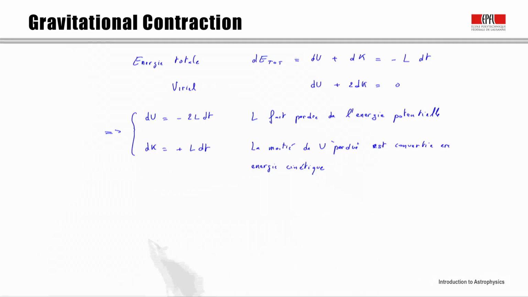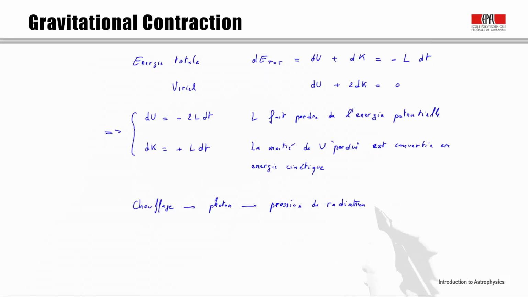If there is a gain of kinetic energy, it means that the star warms up. If there is a warm-up, there is a photon emission by black body or ionization. And if there is photon emission, there is a radiative pressure exerted by the photons on the external layers of the collapsing star. This radiative pressure counteracts the gravitation and prevents the star from collapsing in a time of the order of the freefall time.